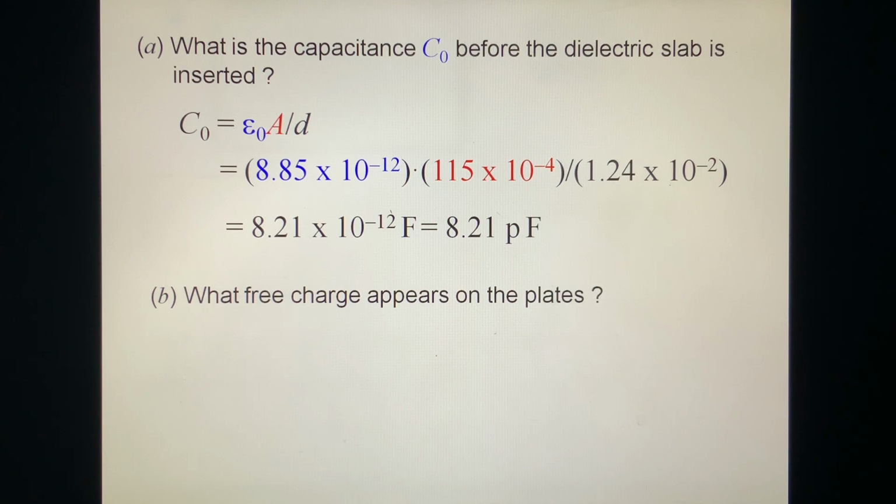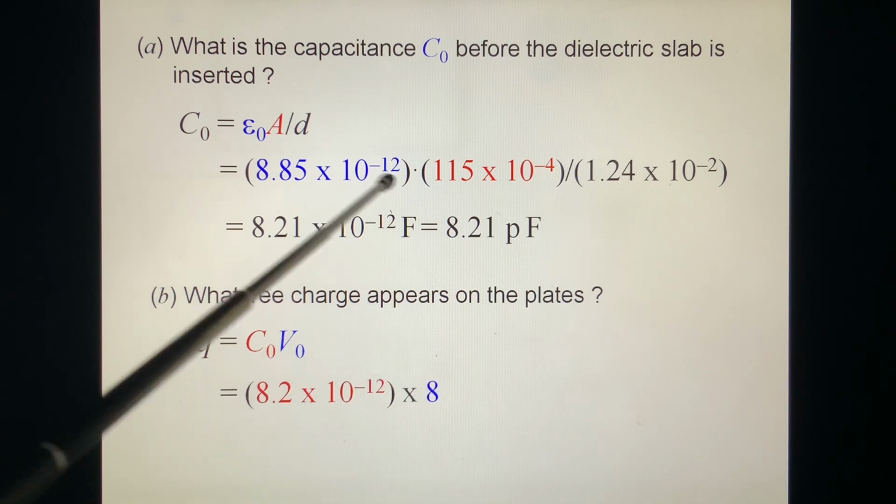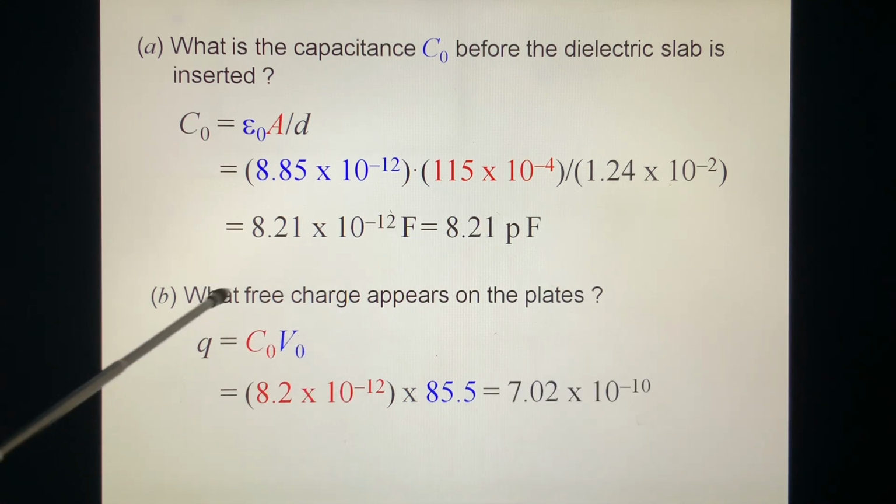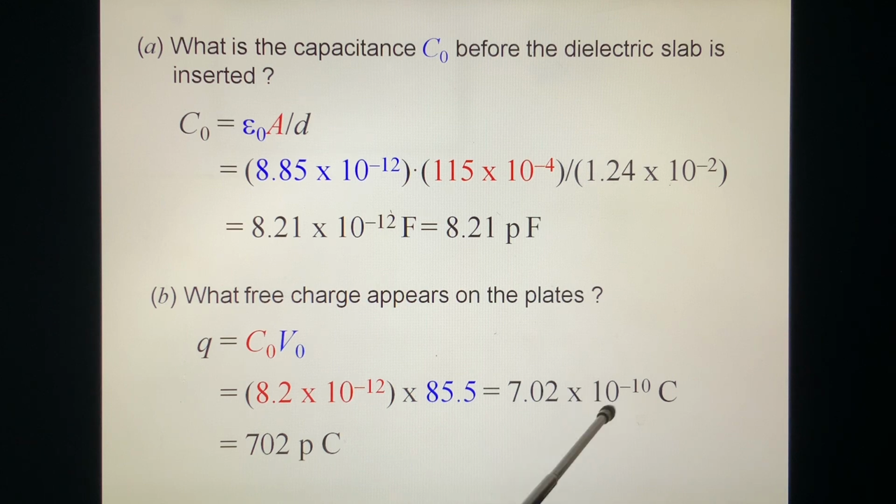Question B. What free charge appears on the plates? Q equals C0 V0, originally. We put them inside and we get the free charge that appears on the plate: 7.0 times 10 to the minus 10 coulomb, because pico is 10 to the minus 12.